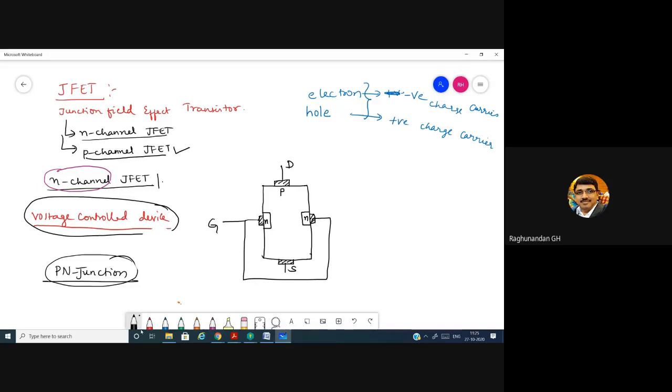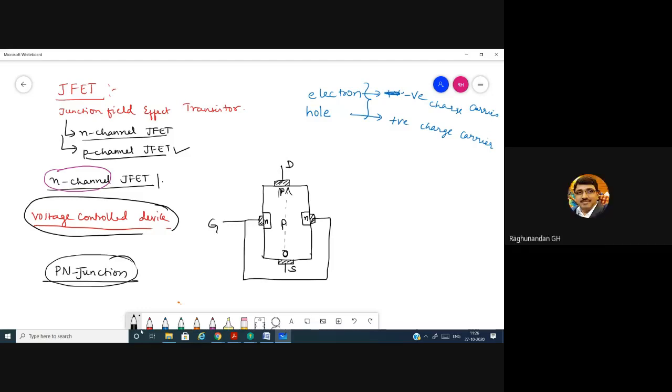Why is it called P channel JFET? Because the P side is the drain. No, this entire part is a drain. The path taken by the charges to flow is of P-type material. That's why it is P channel. Let us say there is some charge here. This charge is flowing towards the drain. Through which path is it flowing? Through the P-type material. That's why P channel JFET.